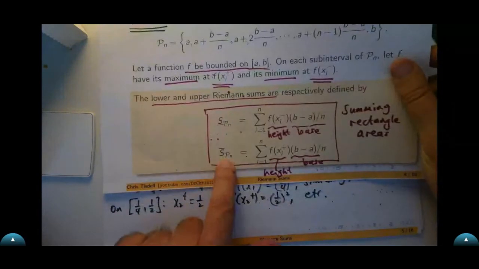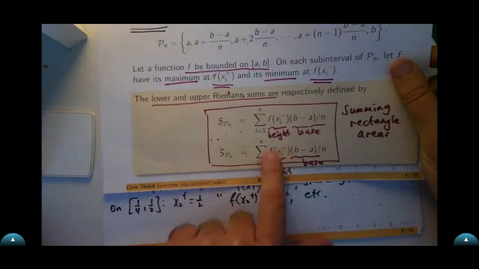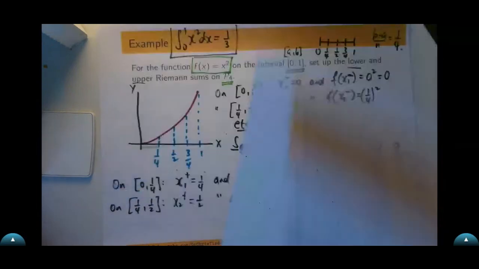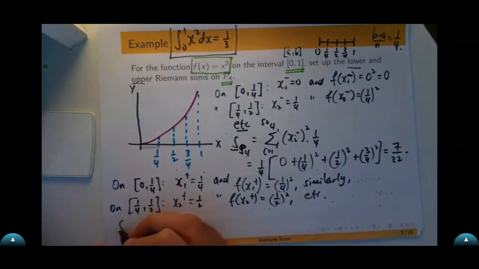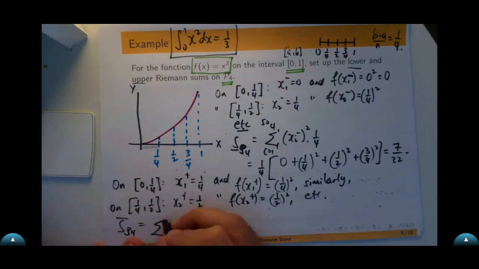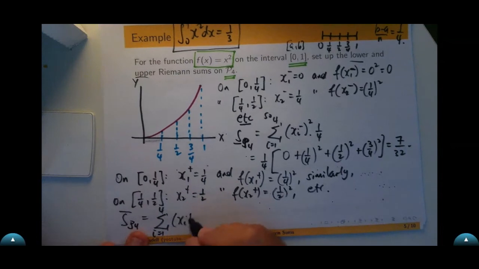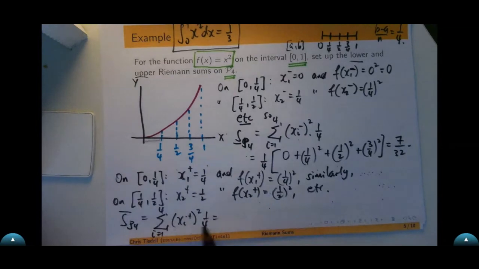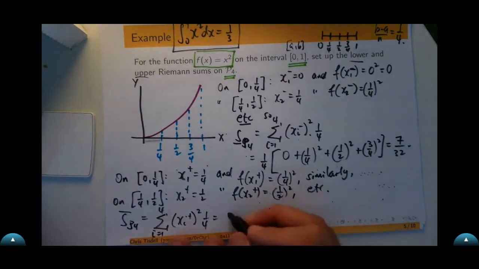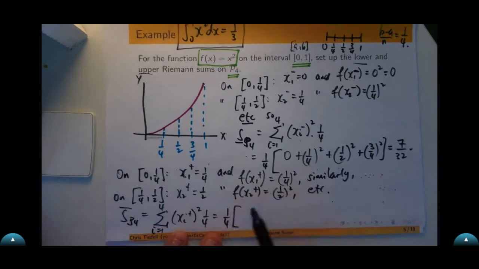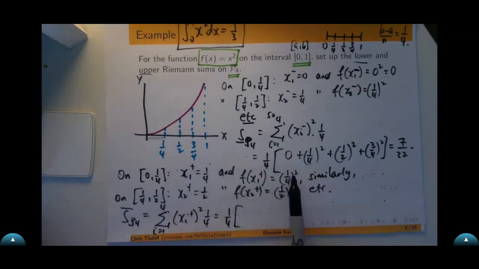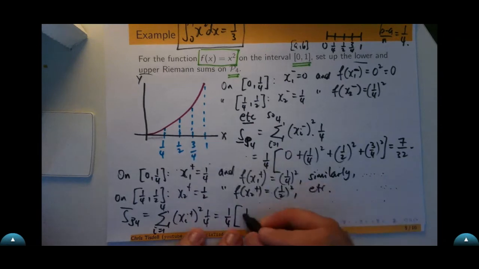So this upper Riemann sum, you've got the maximum value here times 1/4. Okay, so the 1/4 doesn't change anything. We can just bring it out the front. And what will we get here? Well, we're going to get 1/4 squared plus 1/2 squared plus 3/4 squared plus 1 squared.